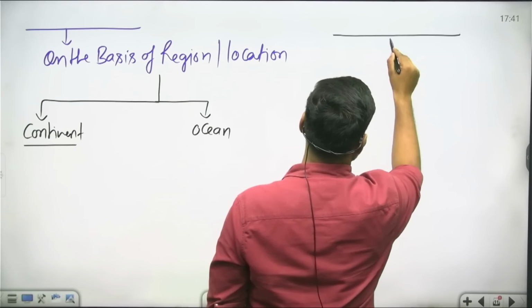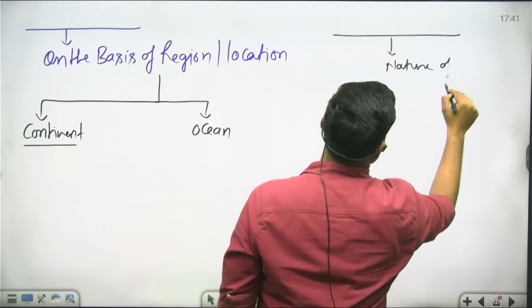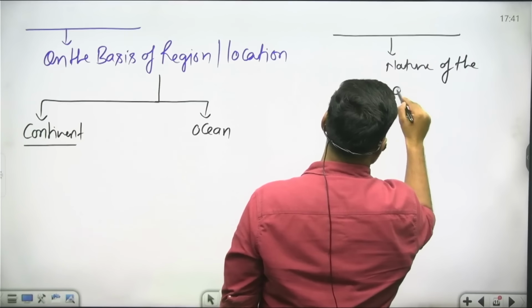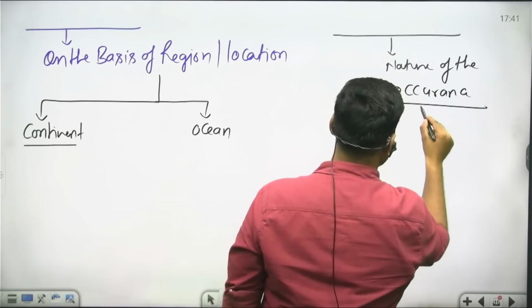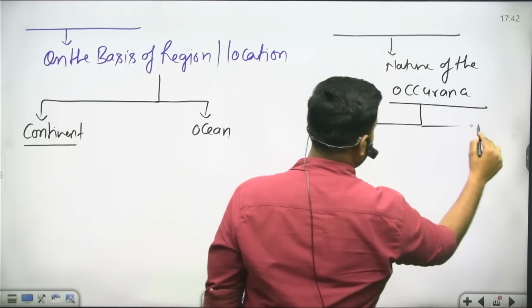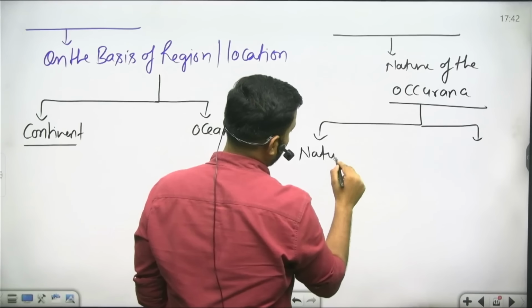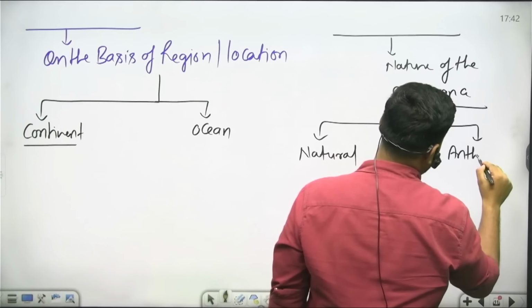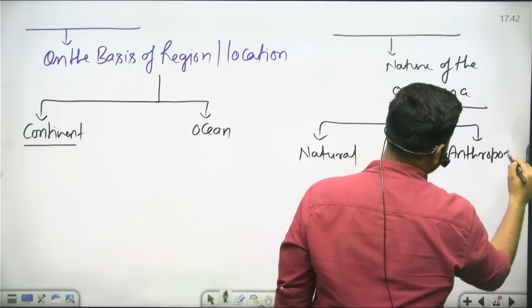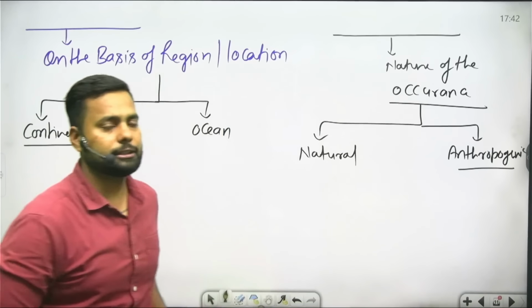तो ये हो गया on the basis of nature of the occurrence. नेचर ऑफ द अकरेंस से कैसा हो सकता है. There are two types of earthquake. The first one is natural. Second one is anthropogenic, which we have already discussed. ये भी कर सकते हैं.